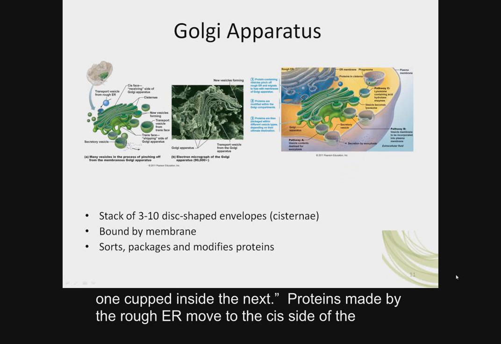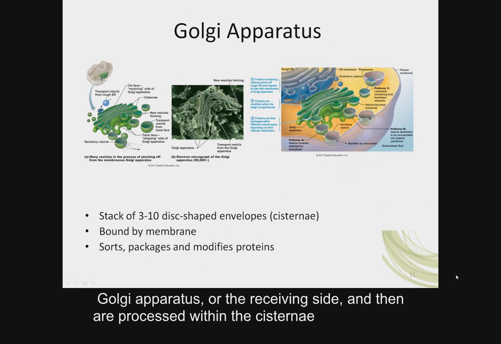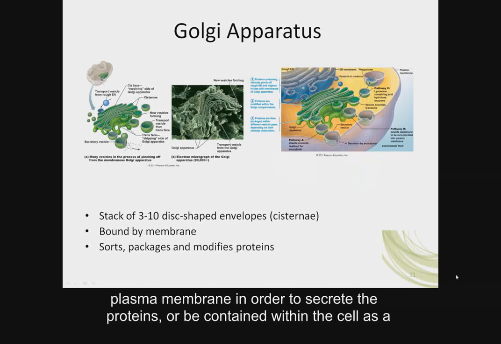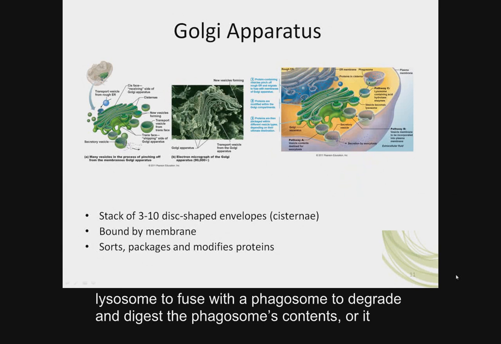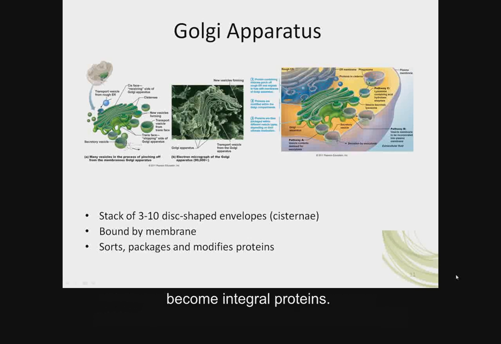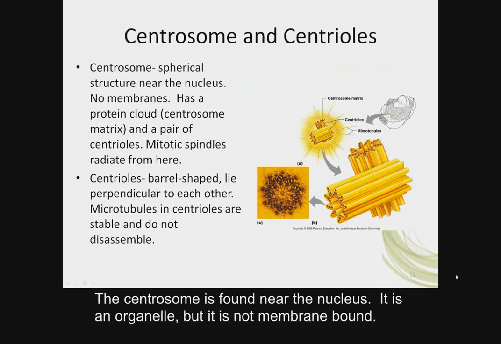Proteins made by the rough ER move to the cis side of the Golgi apparatus, or the receiving side, and then are processed within the cisternae, and then bud off in vesicles from the trans side. The vesicles may fuse with the plasma membrane in order to secrete the proteins, or be contained within the cell as a lysosome to fuse with a phagosome to degrade and digest the phagosome's contents, or it can simply fuse with the cell membrane to contribute to the plasmalemma, and the proteins become integral proteins.